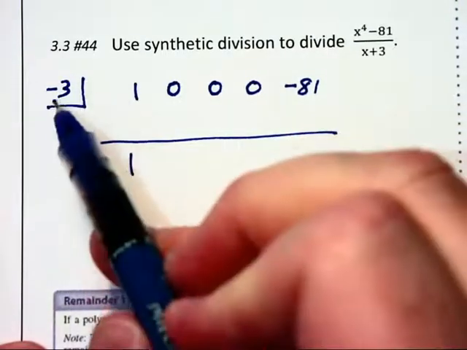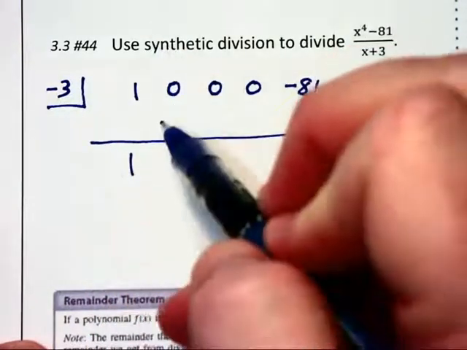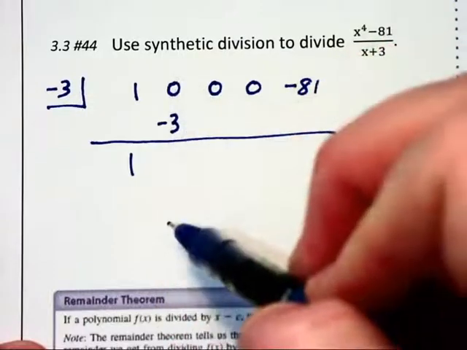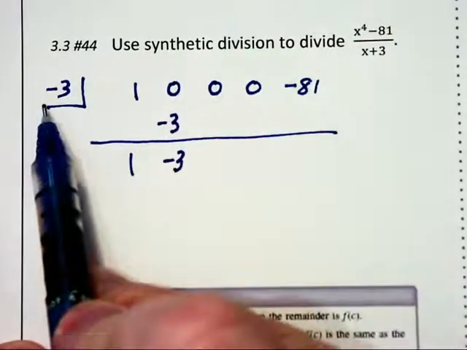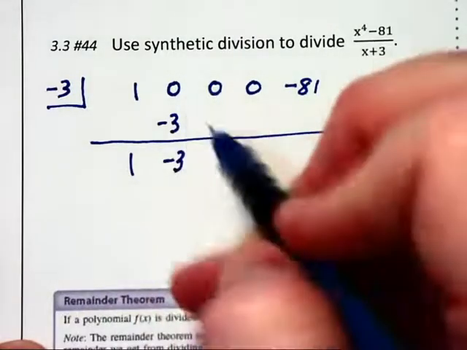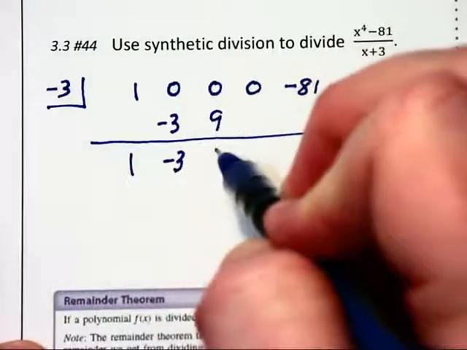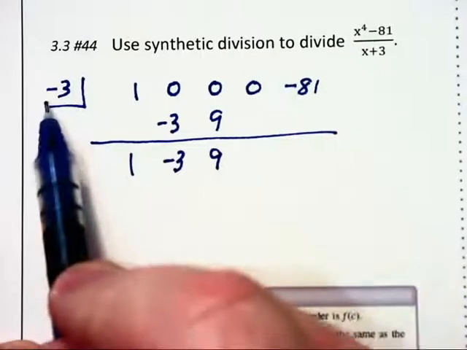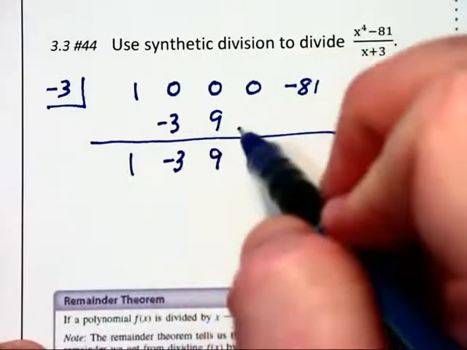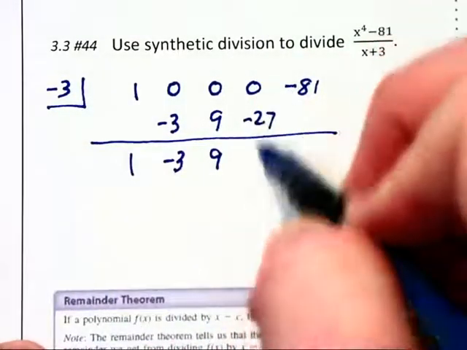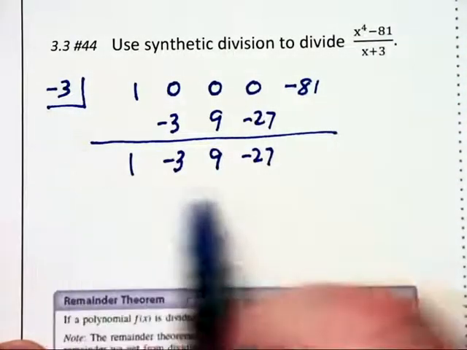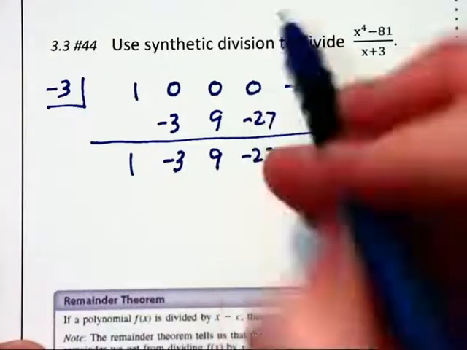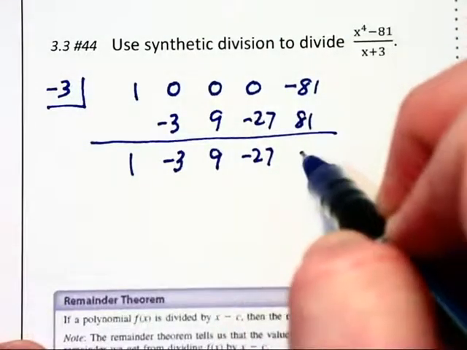We then take negative 3 times the 1 we just brought down, which is negative 3, and put that product in the next column. Adding down, we get negative 3. Negative 3 out front times the negative 3 we just brought down is 9. Add down in the next column to get 9. Negative 3 times the 9 we just brought down is negative 27. Add it to the 0 above it to get negative 27. And finally, negative 3 out front times the negative 27 we just brought down is 81, and adding down we have 0.